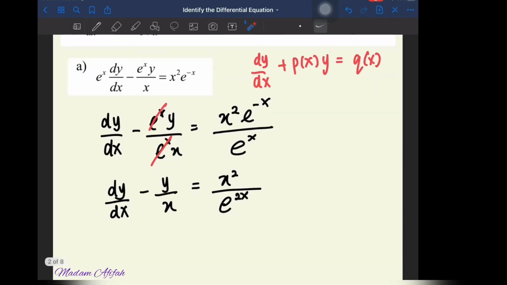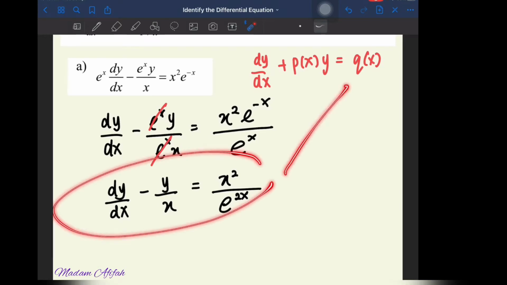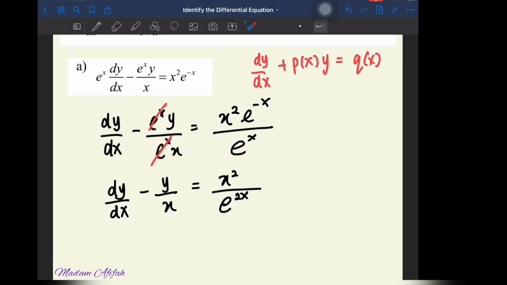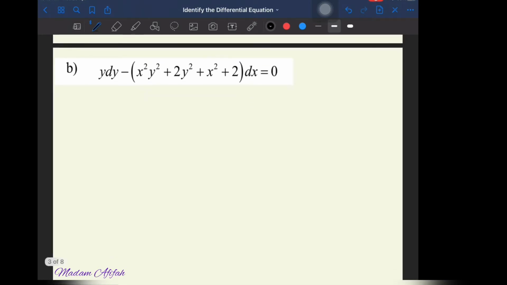Okay, so as you can see here, you can write the differential equation into the general form of linear equation. And it satisfies the linear equation because the function on your right hand side is a function of x, and the highest power of y is equal to 1. So therefore this is a linear equation. Okay, let's proceed with B.